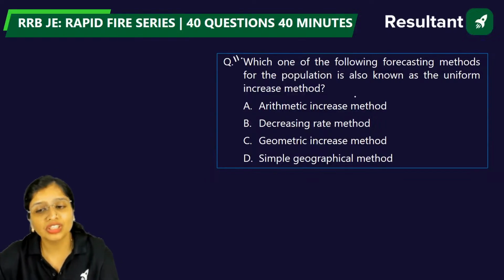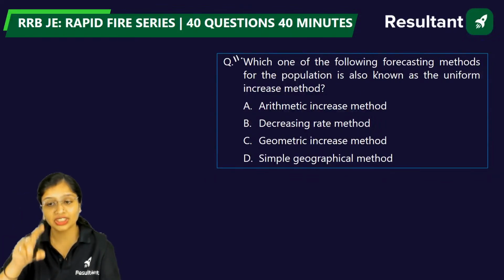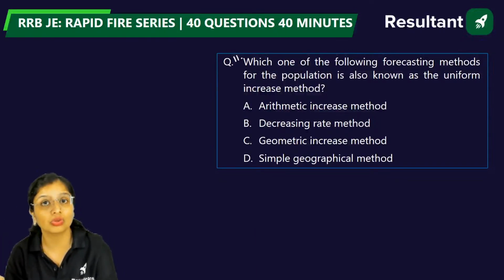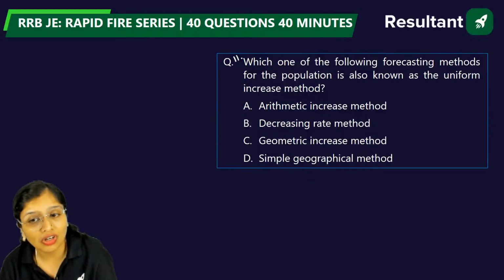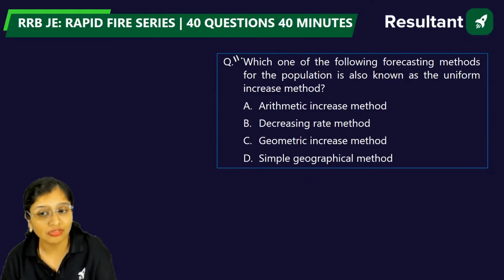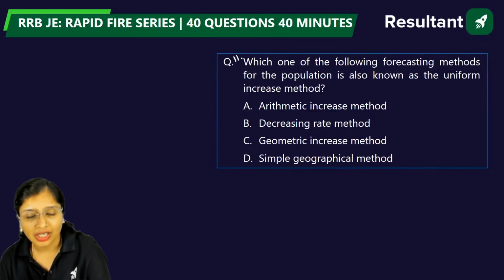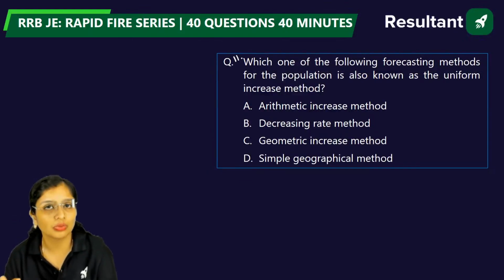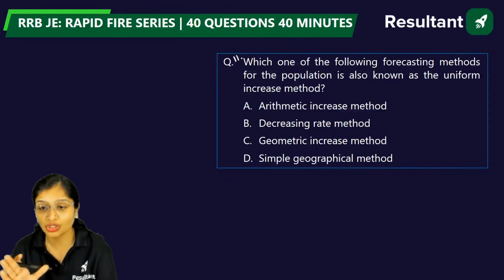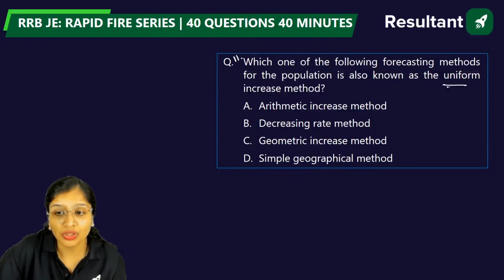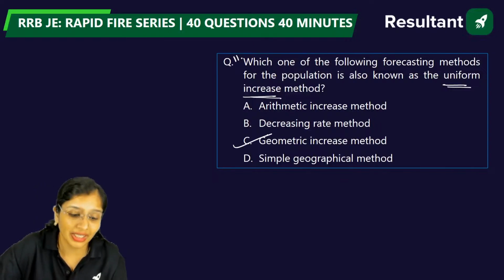Which one of the following forecasting method? This is a good one because there are chances that you don't know the synonym of the name of the population forecasting method. Which one of the following forecasting method for the population is known as uniform increase method? Now, maximum students will do it wrong and they will write arithmetic increase method as the answer, which is the wrong one. If it is telling you uniform increase method, that means what method is this? This is geometric increase method.